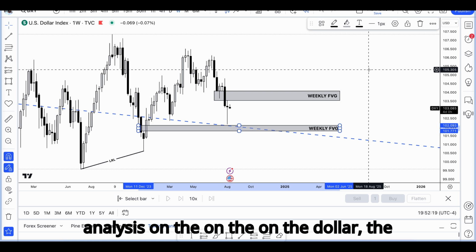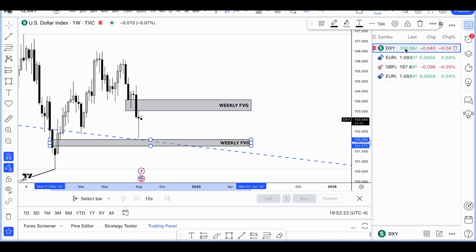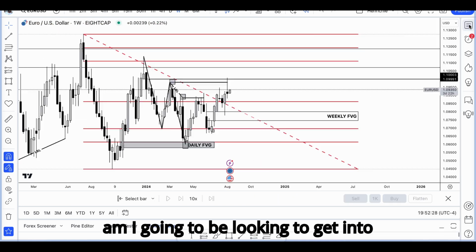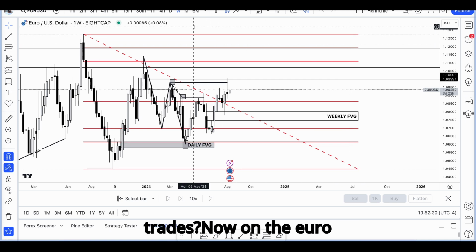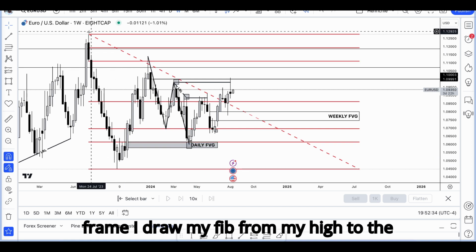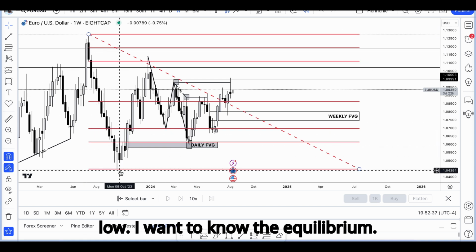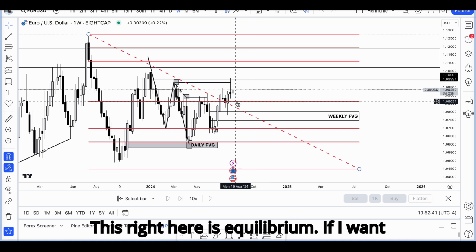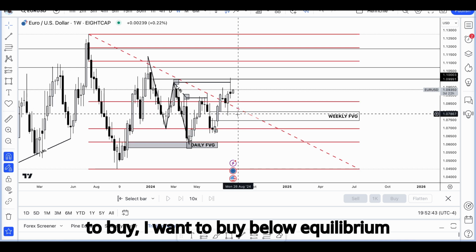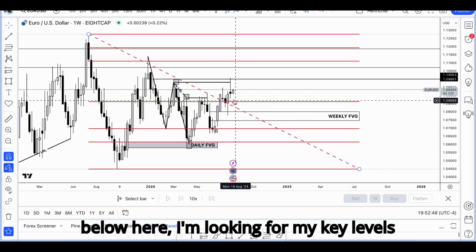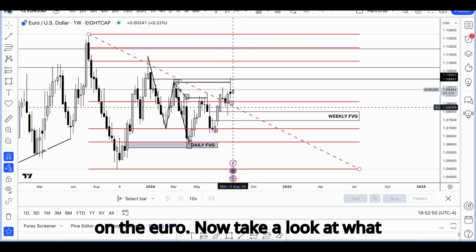Now, after doing this analysis on the dollar, the next thing I do is look at the euro. What is the euro doing? Which key levels am I going to be looking to get into trades? On the weekly time frame, I draw my fib from my high to the low. I want to know the equilibrium. This right here is equilibrium. If I want to buy, I want to buy below equilibrium, which is discount. So anything below here, I'm looking for my key levels on the euro.